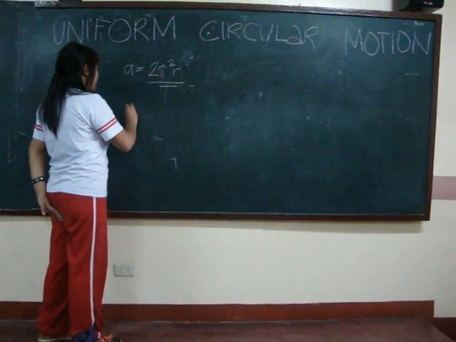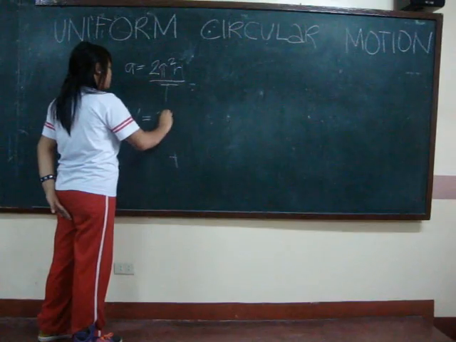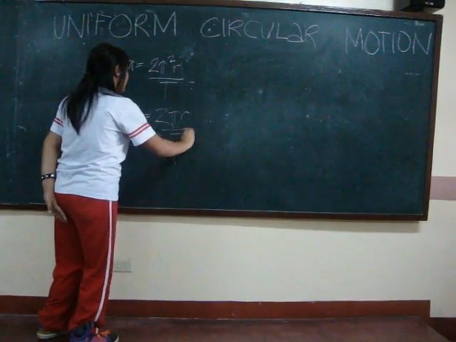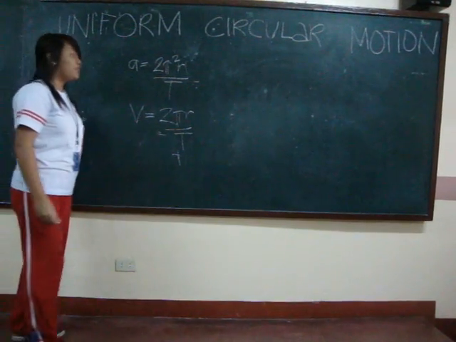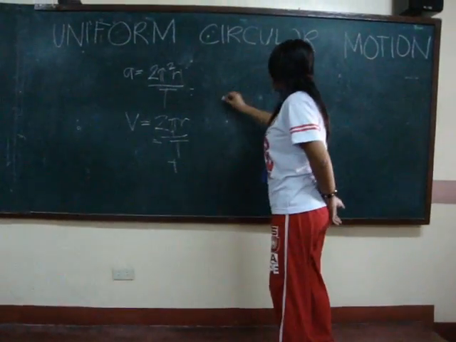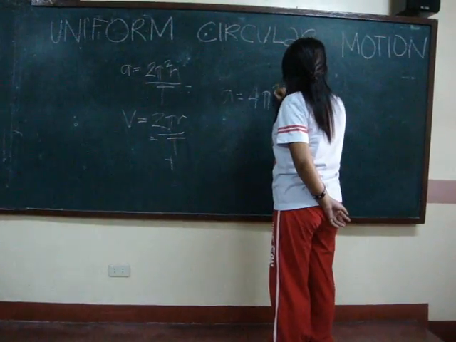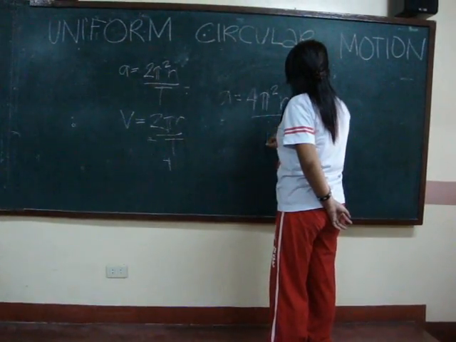For velocity, v is equal to 2 pi R over T. And another formula for acceleration is a is equal to 4 pi squared R over T squared.